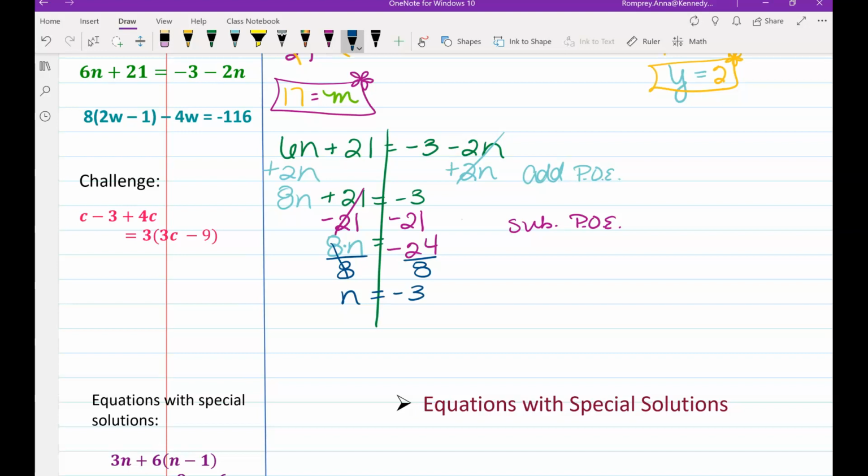So let's plug it in and check. 6 times negative 3, negative 18. Negative 18 plus 21 is 3. So let's plug it in over here, negative 3. So negative 2 times negative 3 would be positive 6. And negative 3 and a positive 6 would also give us 3. So does 3 equal 3? Yes, it does. Okay.